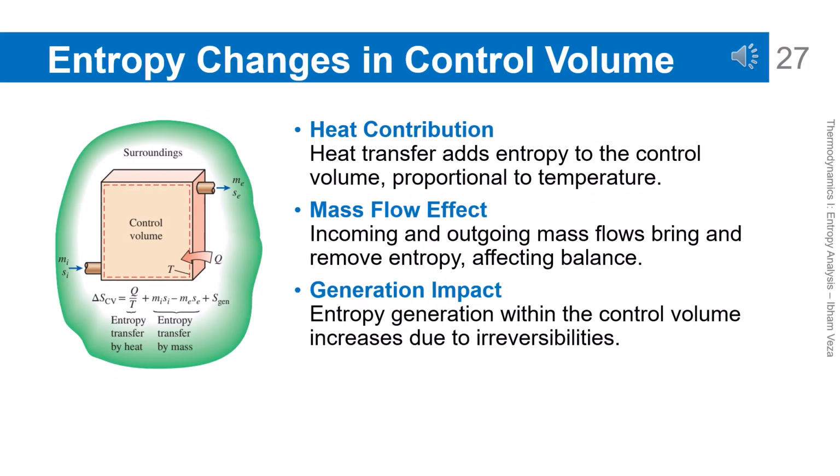Entropy changes in control volume. The change of entropy in a control volume comes from three sources, which are heat transfer, mass flow, and internal entropy generation. Heat entering or leaving carries entropy equal to Q divided by the boundary temperature. Mass flow carries entropy according to the specific entropy of the fluid. Inside the system, irreversibilities always generate additional entropy. This balance is used to analyze almost all steady flow devices.